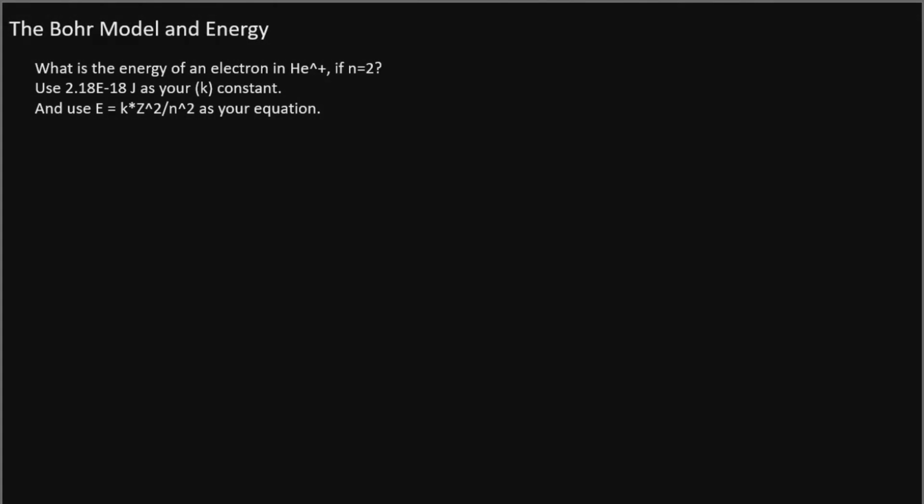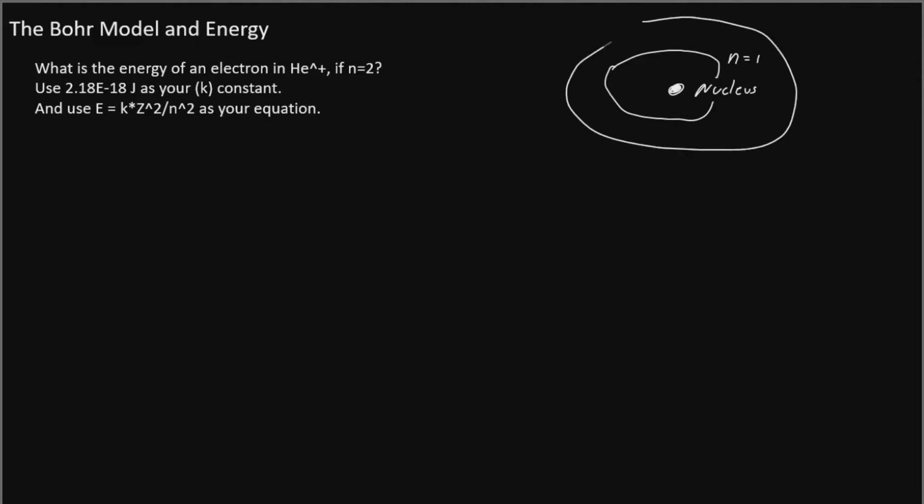In this question, we'll briefly go over the Bohr model and how to find the energy of an electron in the Bohr model. Now, one of the limitations of the Bohr model is that it can only have one electron. So the Bohr model has the nucleus in the center, and it has a single electron orbiting that nucleus. Now, these electron orbits go in levels. The level closest to the nucleus is referred to as n=1, with higher levels being further away from the nucleus.